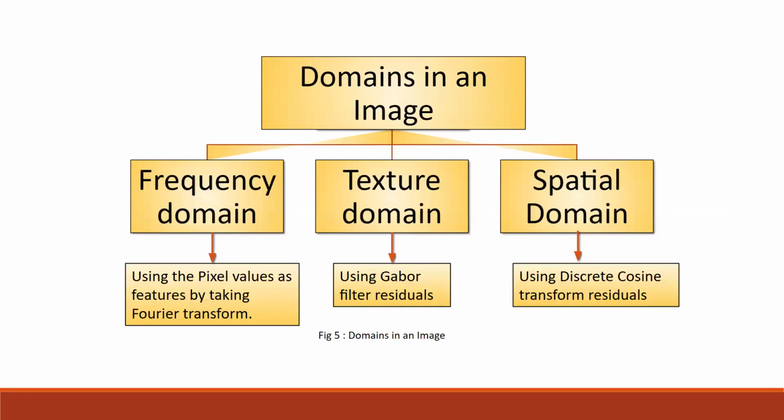So these are the three domains in an image. We are going to see why we decided to use the DCTR of the images as a feature. So we'll just see what the three domains are. The first one is the frequency domain, where we use the pixel values by taking the Fourier transform. The other one is the texture domain, where we use the Gabor filter residuals. And the third one is using the discrete cosine transform residual, which is the spatial domain of that image. Various research has been going on, and we chose to use the DCTR based on our literature survey and other research.